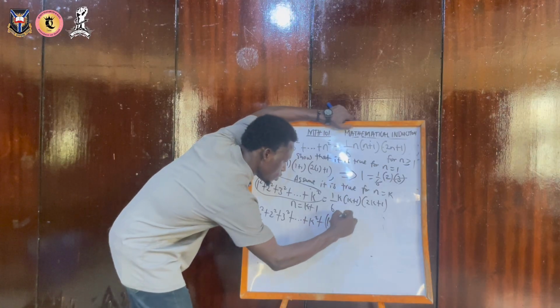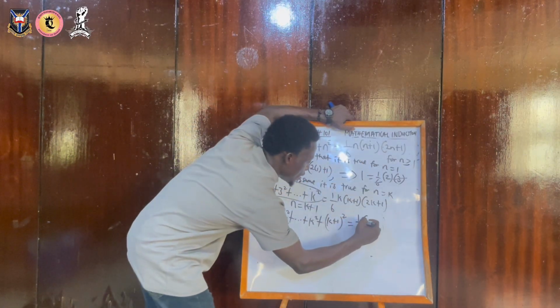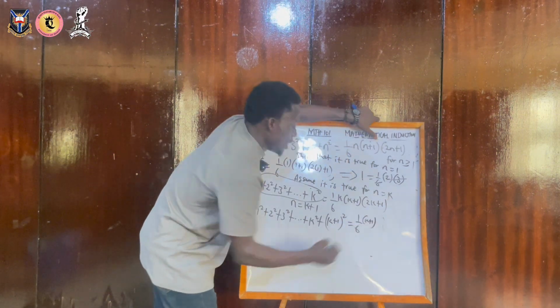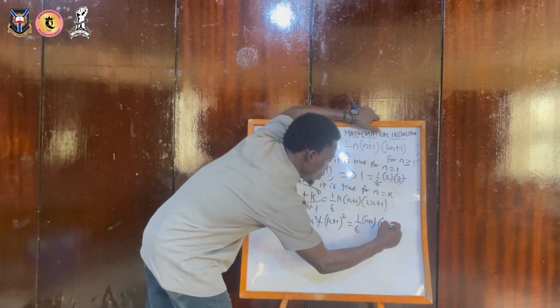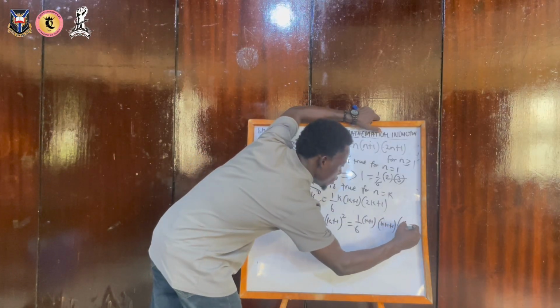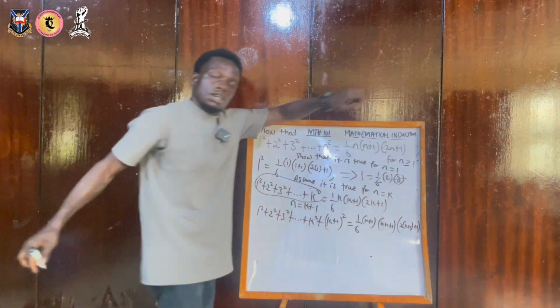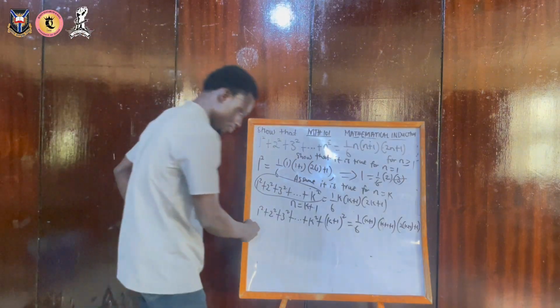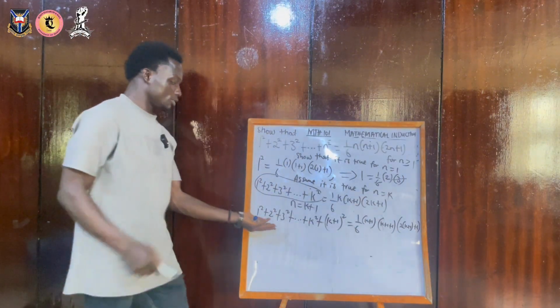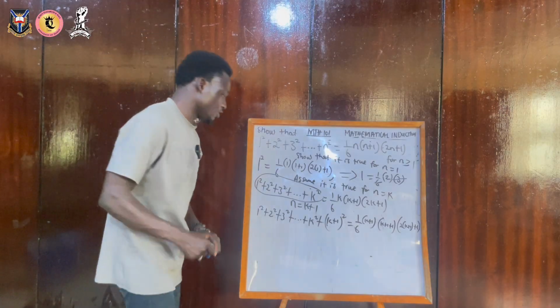(k+1)² = 1/6 n. Our n is k+1. n+1 is k+1+1, into 2n+1, which is 2 into (k+1)+1. Are we together? So if you can show that this equals this, then it is true for all natural numbers of n.